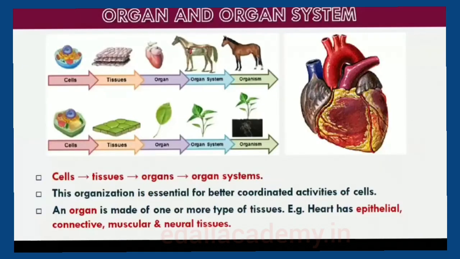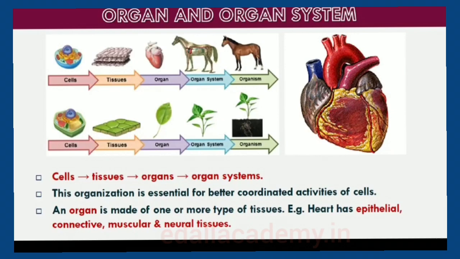7.2 Organ and organ system. The basic tissues mentioned above organize to form organs, which in turn associate to form organ systems in multicellular organisms. Such an organization is essential for more efficient and better coordinated activities of millions of cells constituting an organism. Each organ in our body is made of one or more types of tissues. For example, our heart consists of all the four types of tissues, that is, epithelial, connective, muscular and neural.